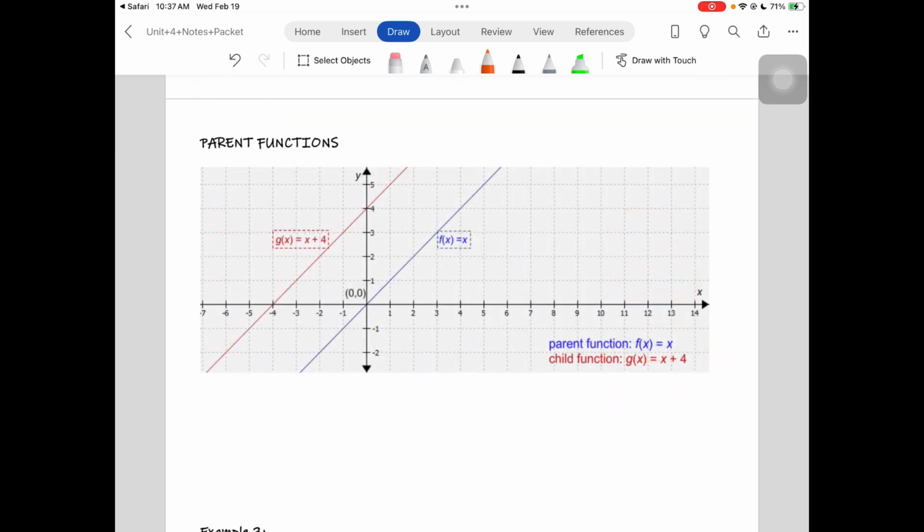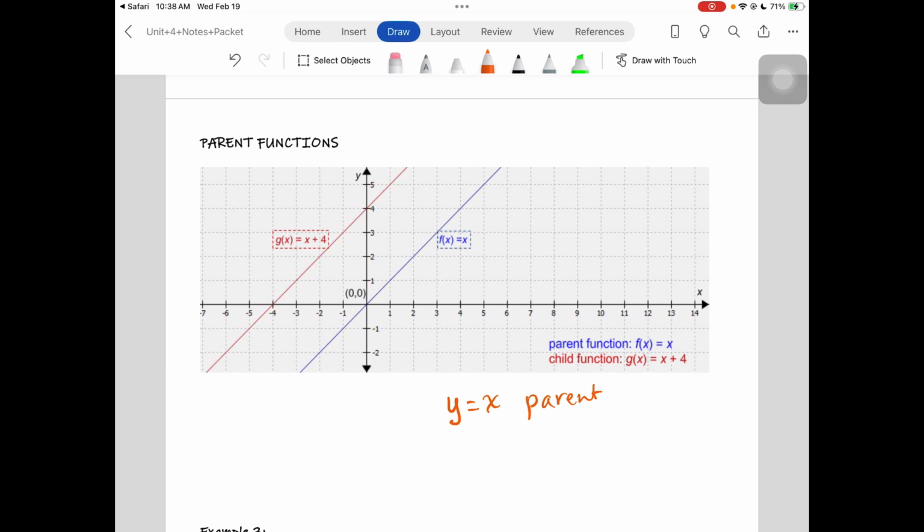With functions, we can think about a parent and a child relationship. The parent function is always the function you begin with. It's the most simple one, like in its most simplest form. So the parent function for all linear equations is f of x equals x. That's the same thing as y equals x. It's the one that goes through the 0, 0 y-intercept, and it's going to be your most simple slope.